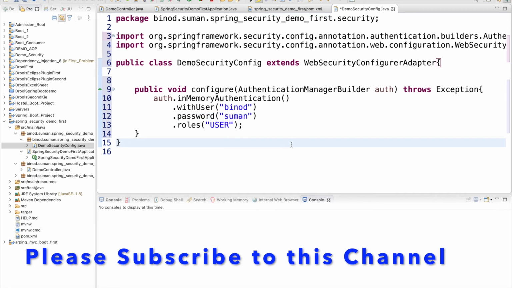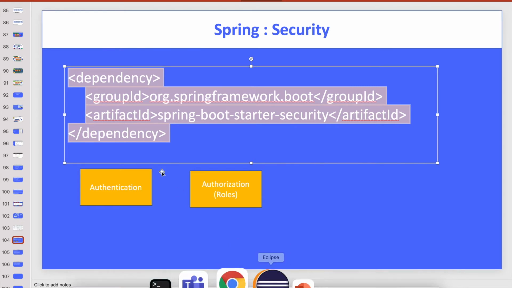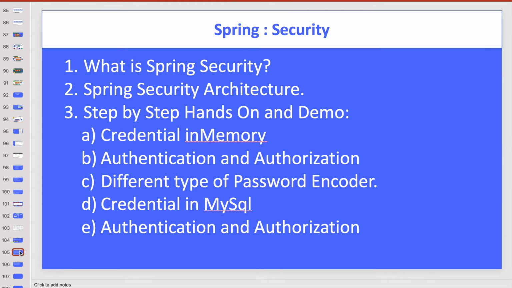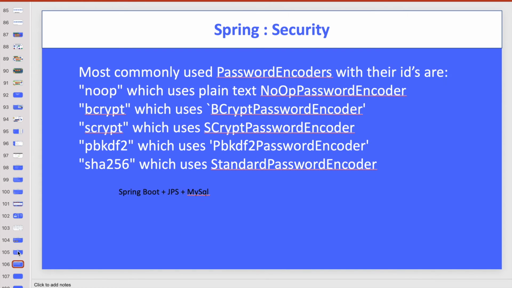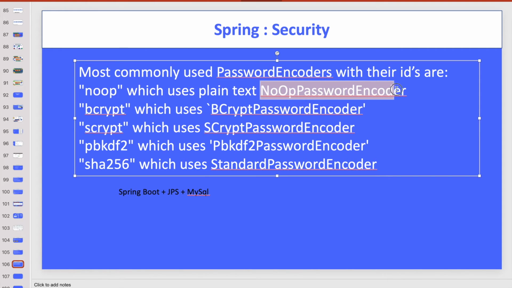But showing the password openly is not good, right? That's why they have come up with many kinds of encoders. If you go to my page here, I might have shown you there are many encoder algorithms. One is the NoOpPasswordEncoder, meaning I don't want to encode my password. Then we have the BCrypt password encoder. For the time being I'm going for the NoOp password encoder. Later I will change it and show you.